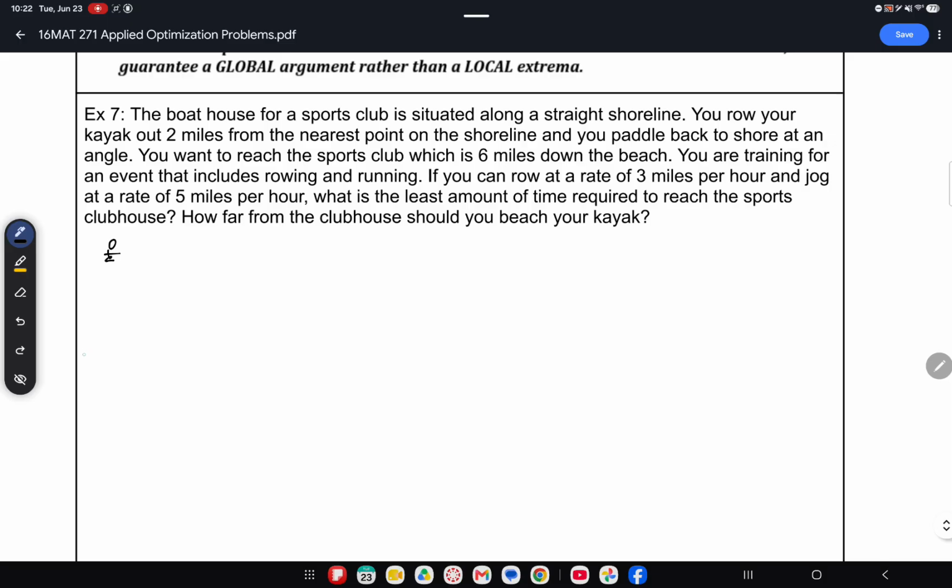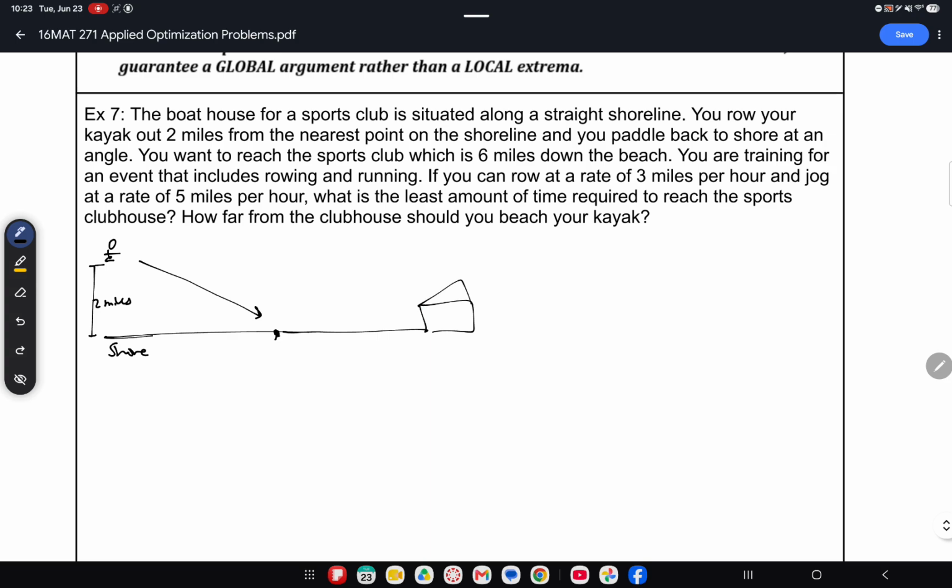We are 2 miles from the nearest point on the shoreline. But we're going to row back at an angle. All right, and we'll beach here. And then we'll get to where this clubhouse thing is.